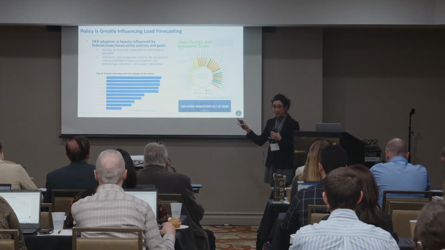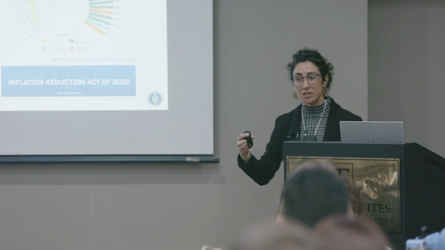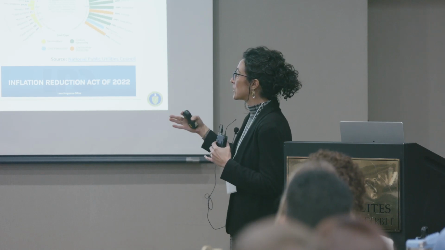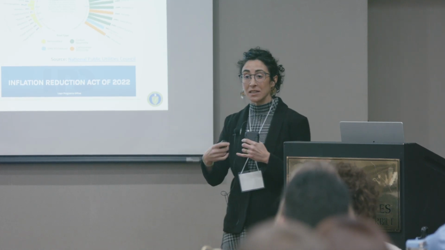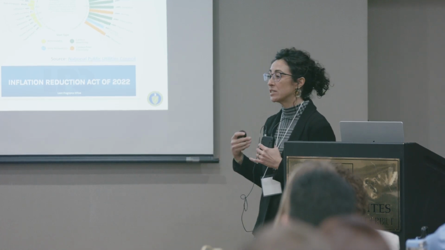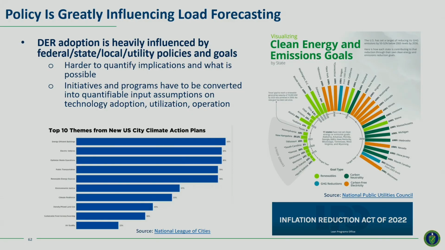A great influencer of this is policy. From the federal government to states to local jurisdictions, there have been very aggressive policies and goals adopted to reduce carbon emissions and meet renewable energy targets. And so the forecasting exercise has changed from, again, the past may be a good representation of the future, to now, well, what does this new policy mean? What does this new target mean? And how do I change it?